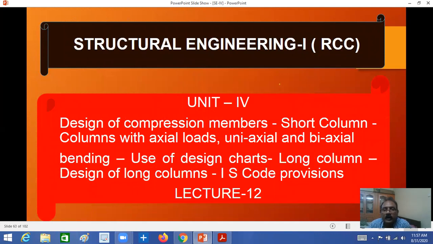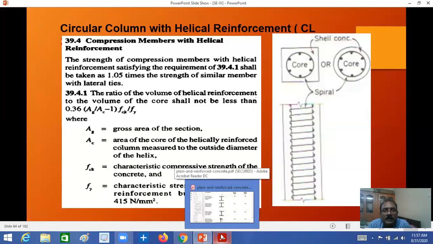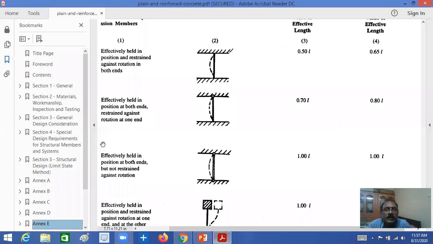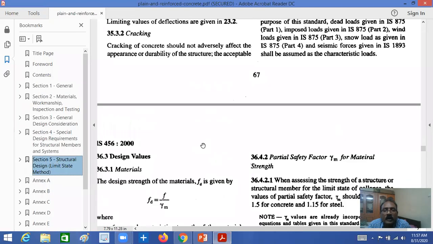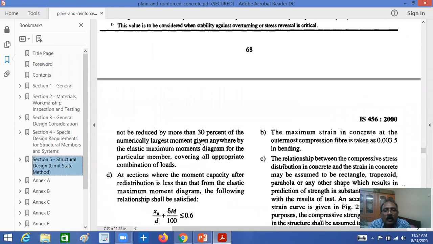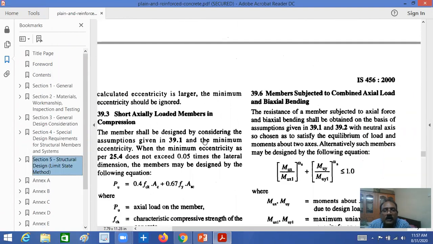In this video, I explain different types of column design: circular column with helical reinforcement. This is Clause 39.4 of IS 456. If you see this Clause 39.4, it clearly explains how to design helical reinforcement of a circular column.